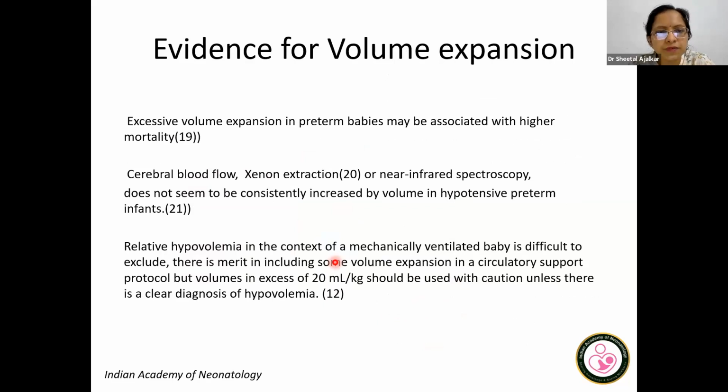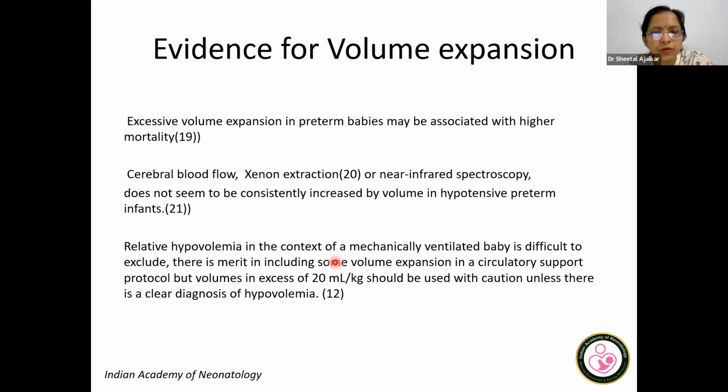So this was a theory. What is the evidence? Evidence says that excessive volume expansion in preterm babies may be associated with higher mortality. Even one bolus, if we are giving excessive volume in preterm babies, has been shown to be associated with higher mortality. What is the effect on the cerebral blood flow? Xenon extraction or near infrared spectroscopy has shown it does not seem to consistently increase. Cerebral blood flow is not increased by volume in hypotensive preterm infants. So if we are giving volume, it may not increase the cerebral blood flow.